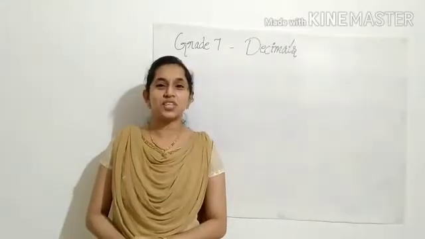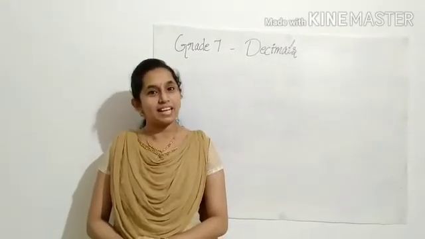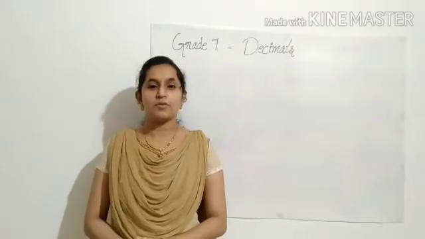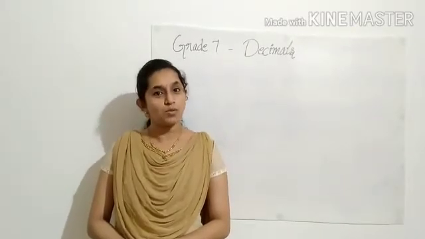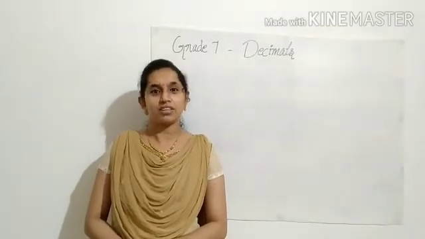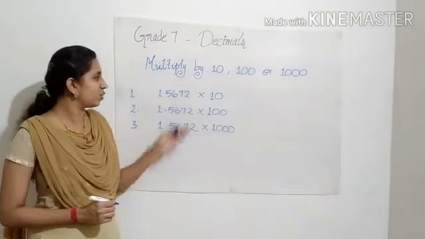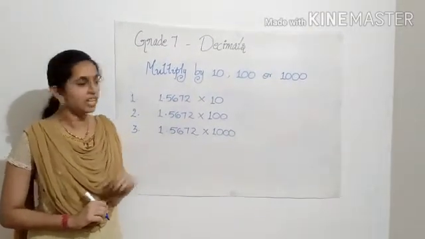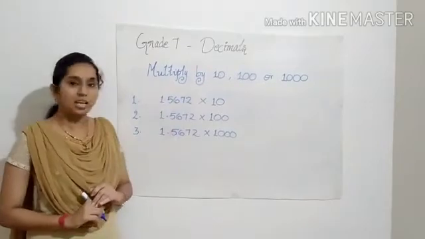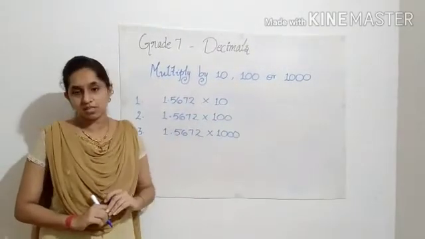Hello children, in today's video we are going to study how to multiply and divide decimal numbers. First of all, let's study how to multiply the given decimal numbers by 10, 100 or 1000. Let's get started. You can see three questions here. I have taken the same decimal number and I am going to multiply by 10, 100 and 1000.